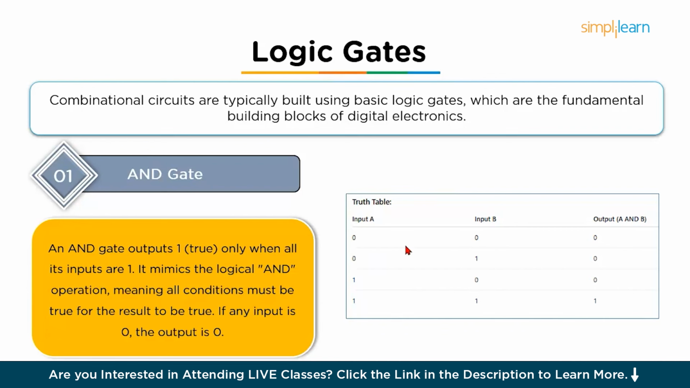If the input is 0, then the output will be 0, because it's AND, A and B inputs. If input A is 0, input B is 0, again 0. If input A is 1, input B is 0, again 0, false. 0 means false, 1 means true. If both inputs are true, then the output is true. Here it is written, AND gate outputs 1, true, only when all its inputs are 1.